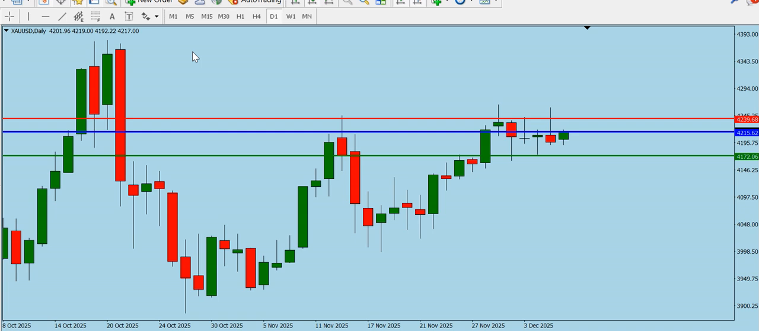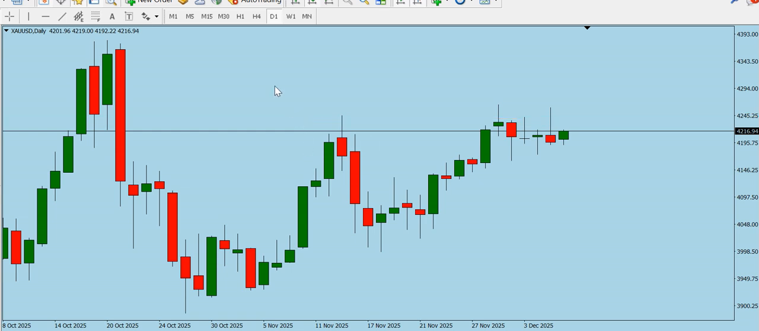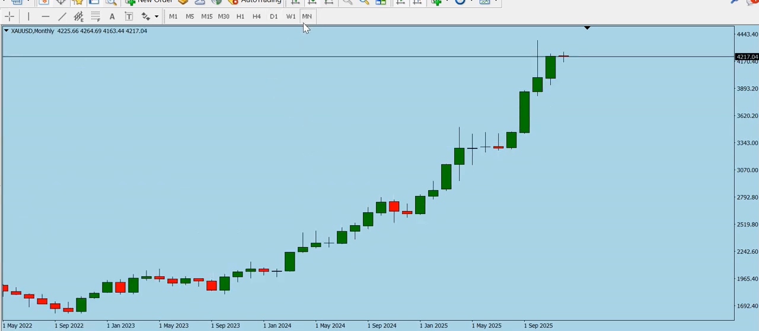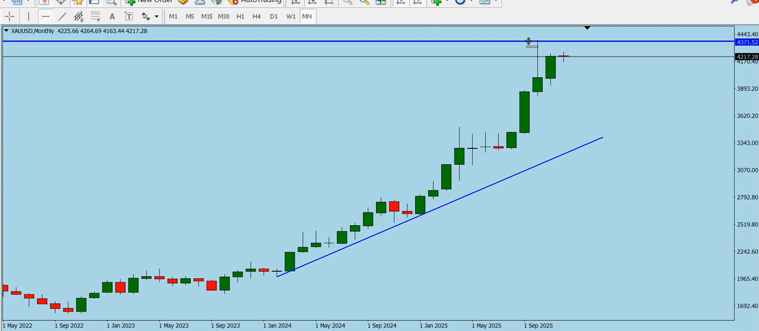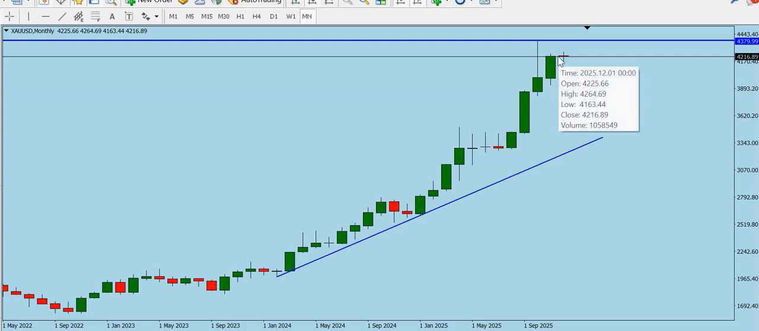Now let's look at what has happened on the monthly time frame. The monthly time frame shows a strong uptrend, and the likely next target on the monthly time frame is the all-time high at 4379 area.